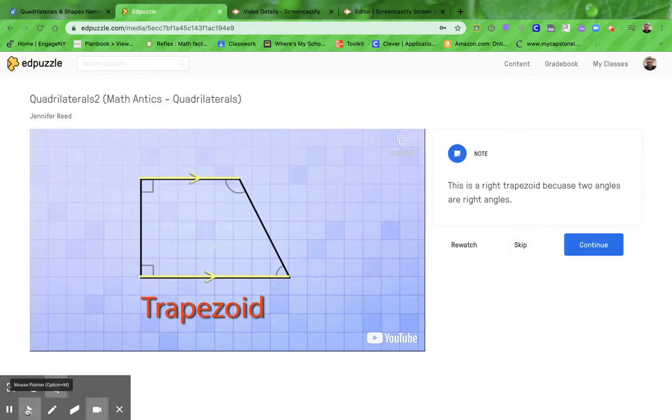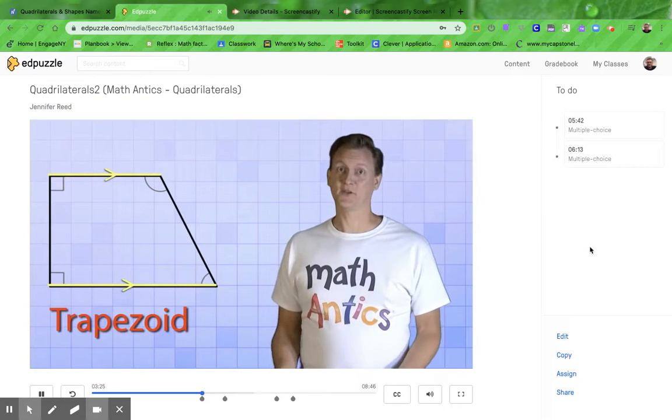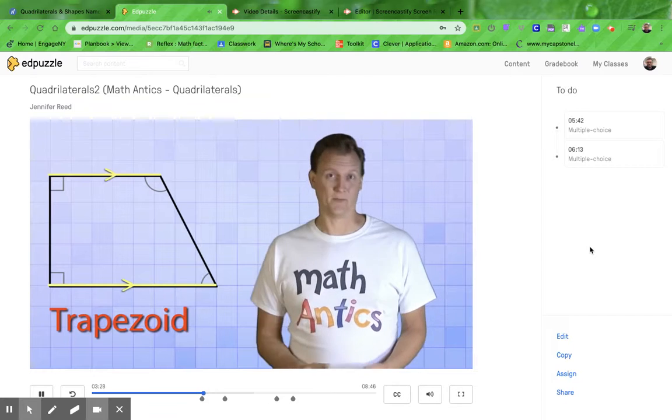Okay, what do you think? This is a right trapezoid because two angles are right angles. Here we go. Well, actually, this is where classifying quadrilaterals gets a little messy.